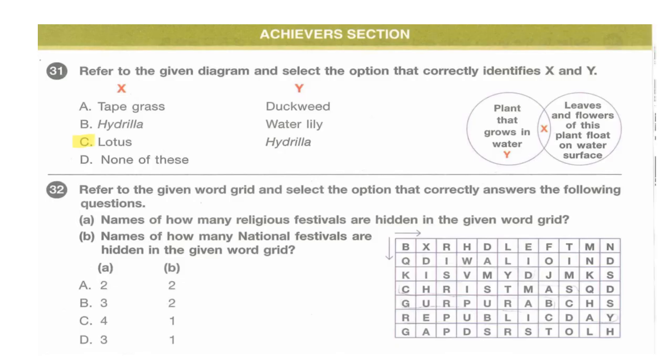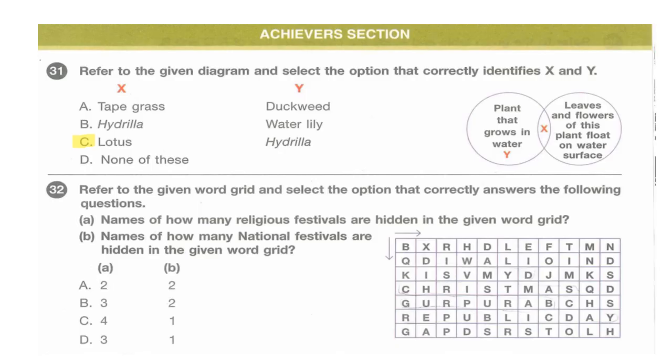In this type of question, we have to clearly understand what X and Y signify from the diagram. So, let's take X. What does X say? X is a plant that grows in water, and its leaves and flowers float on the water surface. So we have to find an option where X is a plant that grows in water and also its leaves and flowers float on the water surface. From the given options, only lotus satisfies both of these. Lotus is a plant that grows in water and its leaves and flowers float on the water surface. Hence, the answer is option C.